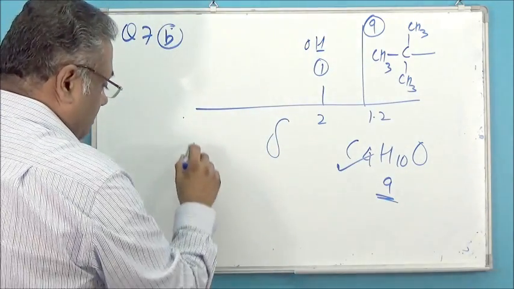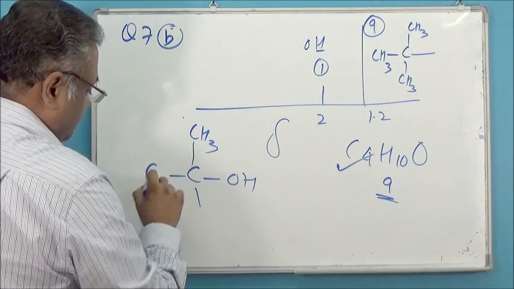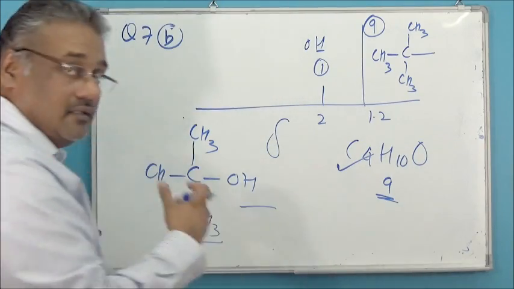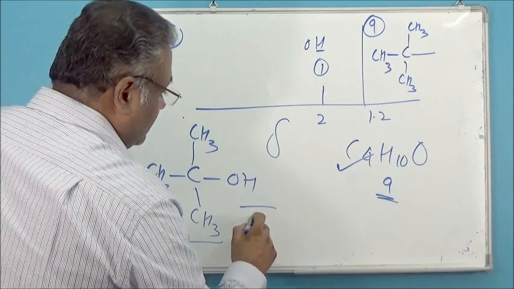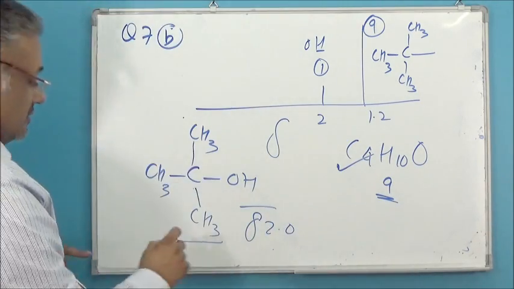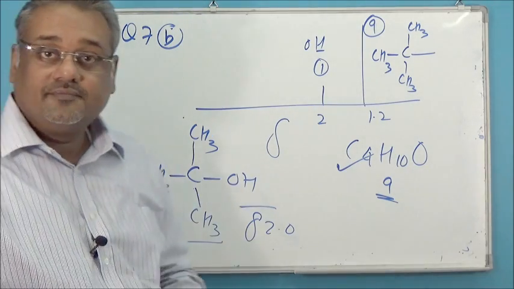So the actual structure of the compound becomes this. It's always a good idea to clearly state the chemical shift values underneath the protons. So this one has given a peak at chemical shift somewhere around 2.0, and this is the one somewhere around chemical shift 1.2. That's the structure of the compound.